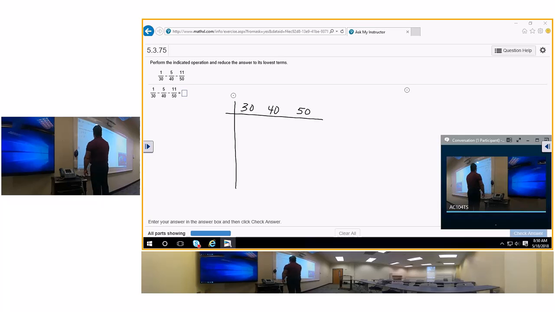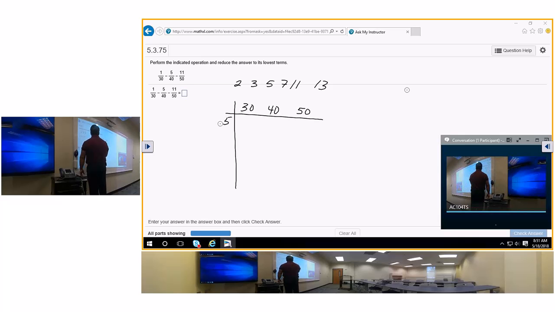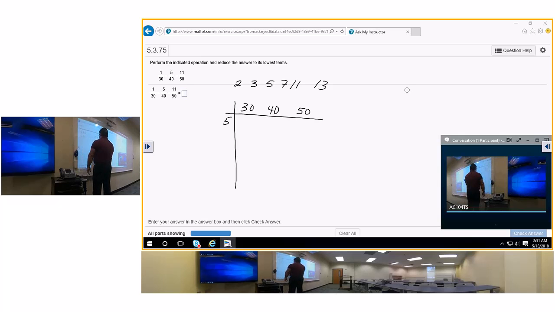Only numbers I can use are 2, 3, 5, 7, 11, and sometimes 13. Now, the first number I think of that'll go into all 3 of them is 5. So I put down 5. You can do 2, you can do 3, but it's got to go into all 3 of them. 3 won't go into all 3 of them, but 2 will. You can use 2 if you want to. Doesn't matter. 5 will go into 30 how many times? 6 times. 5 will go into 40, 8 times. 5 will go into 50, 10 times.